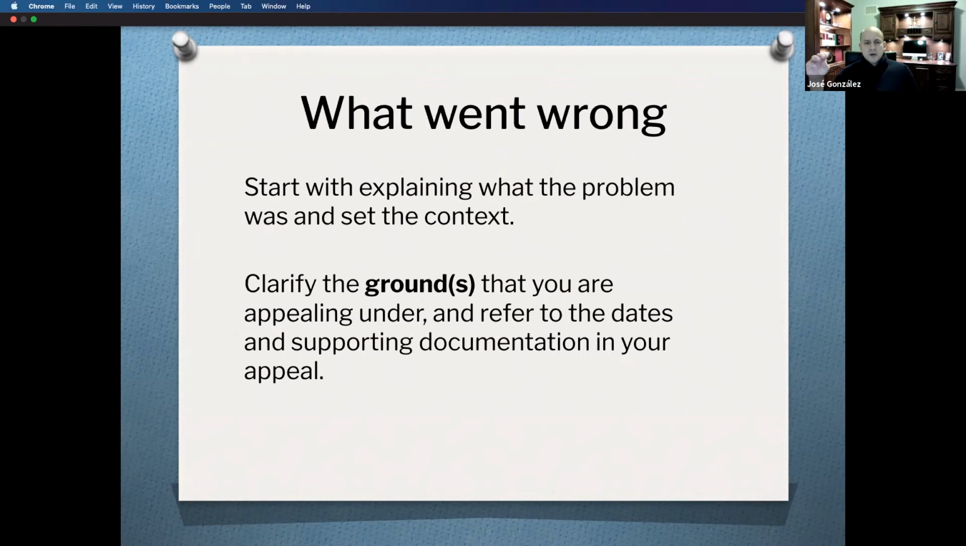So first, identify what the ground for appeal is. You can have either one or more grounds for appeal. And keep in mind that if you identify just one ground for appeal, later on, if you need to appeal further, you will not be able to introduce more grounds, with the exception of prejudice and procedural error. So make sure that you include whatever grounds you need to include now.